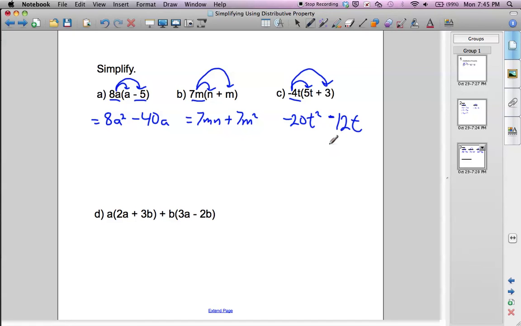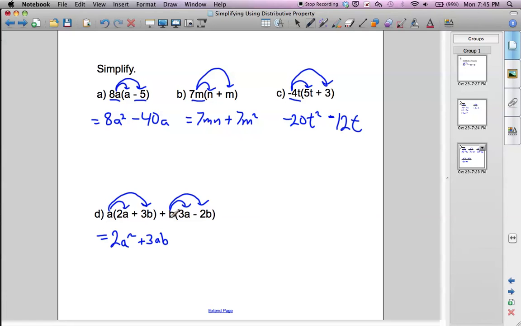Okay, and lastly we have this expression here. We've got two sets of brackets, so you're going to use the distributive property twice. We're going to distribute the a about those two terms and the b about those two terms. So we've got a times 2a. A times a gives you a squared. We've got a times 3b, so there's nothing much we can do with that. We can just write 3ab.